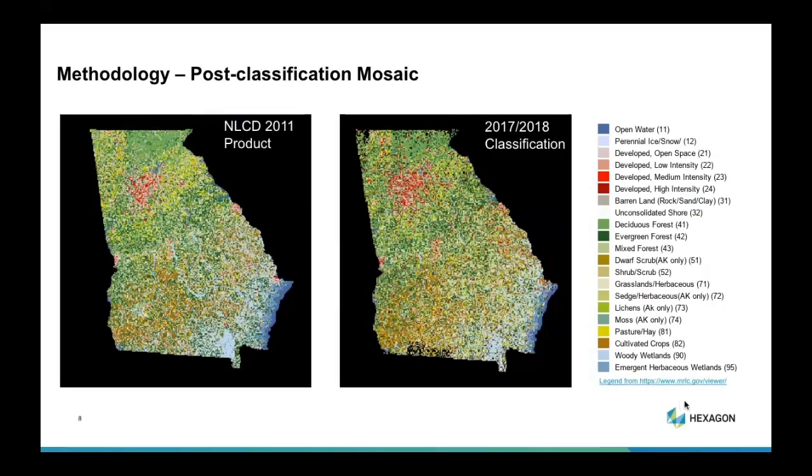You can also see that there's a bit more speckling in the 2017, 2018 classification. This is the raw output, so that's something we're hoping to address going forward. And there are also a few areas where the classification actually didn't occur because the image quality was low. We ended up masking that and not creating an output for those areas, and that's something we're planning to address in post-classification as well.